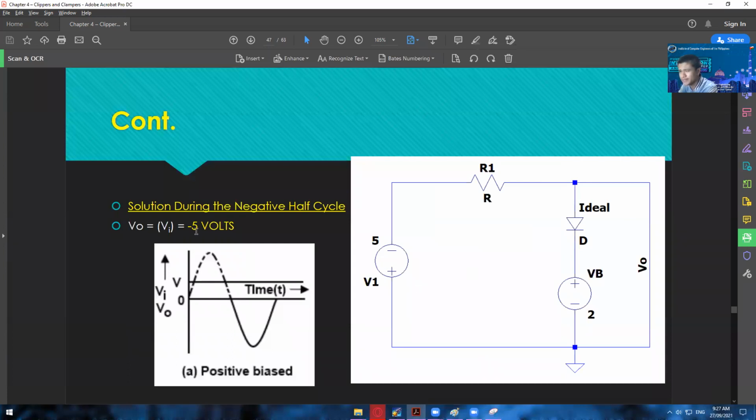And how did we get negative 5 volts during the negative half cycle? So clear. If you have a question, again, just let me know, okay?